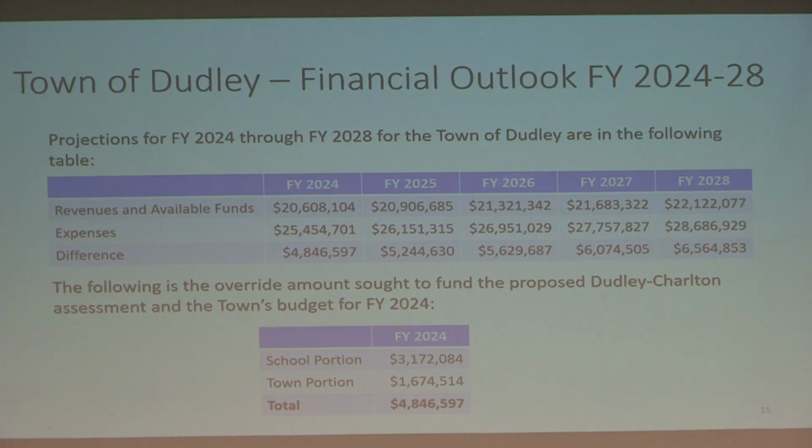This slide has the full financial outlook for the 5 years that we've been looking at for the town of Dudley, and this is all inclusive, so this would include the increased assessments that we've talked about. The top row has revenues and available funds that have been projected for FY24 through 28. The middle row, the expenses projected over that time period, and the difference. And you can see in FY24, there's a difference of just under $5 million, 4.8-ish million dollars, and the differences increase from there. And focusing specifically on FY24, the override amount being sought is that $4.8 million number, and it's broken out into a school portion of about 3.2 million, or 3.17 as I presented on the slide before that, and the town portion of about $1.6 million make up that 4.8.